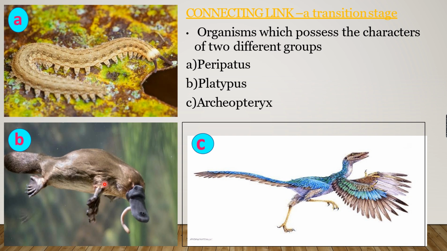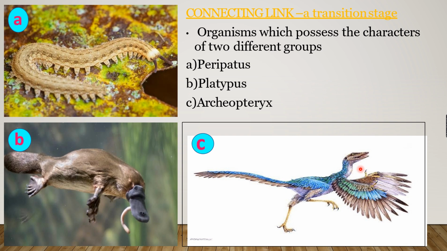And the platypus, it is a duck-billed platypus. You can see here, it possesses a duck-like beak, so avian as well as mammalian characters are present. It's a connective link between the birds and mammals. And here you can see, what is this? Archaeopteryx. Archaeopteryx is nothing but a connective link between the reptiles and birds.